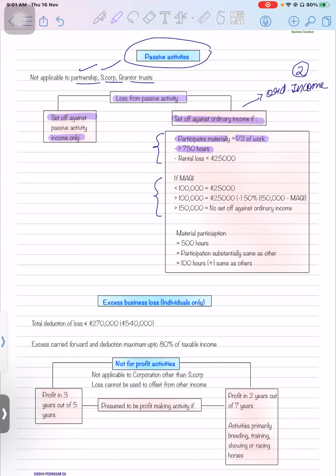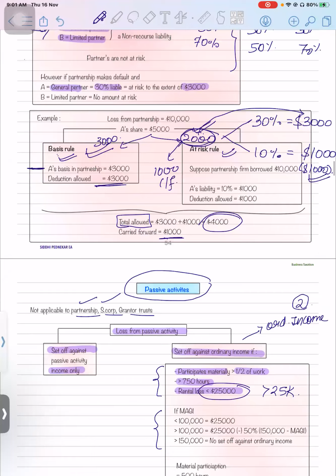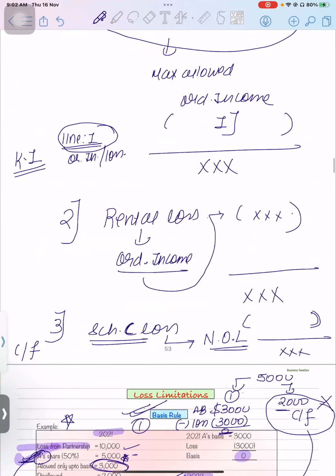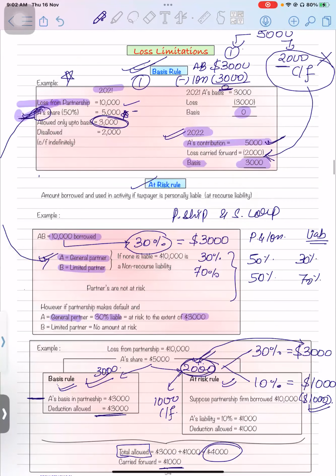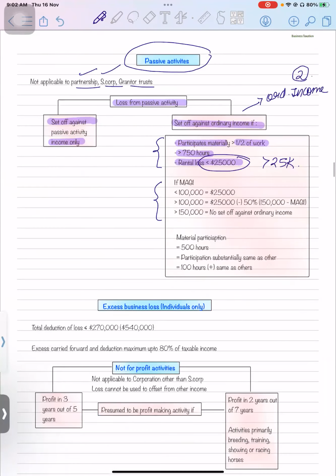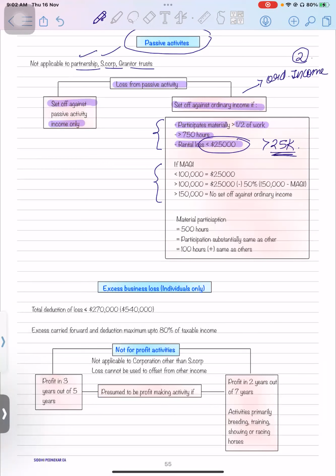Now, the third condition is the loss should be up to 25,000 only. If it is more than 25,000, then maximum 25,000 is the limit which you can offset in your step number 2. Meaning maximum 25,000 you can set off, 25,000 or your actual loss, whichever is lower. Okay. But this 25,000 will again get reduced if your MAGI is more than the limits.